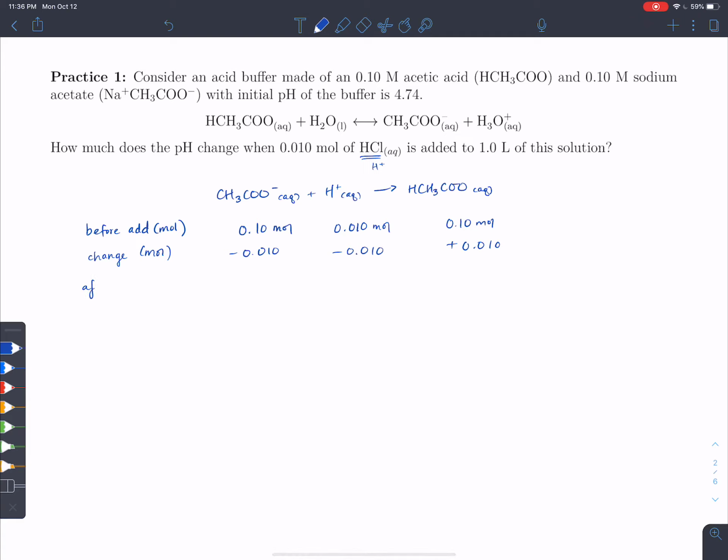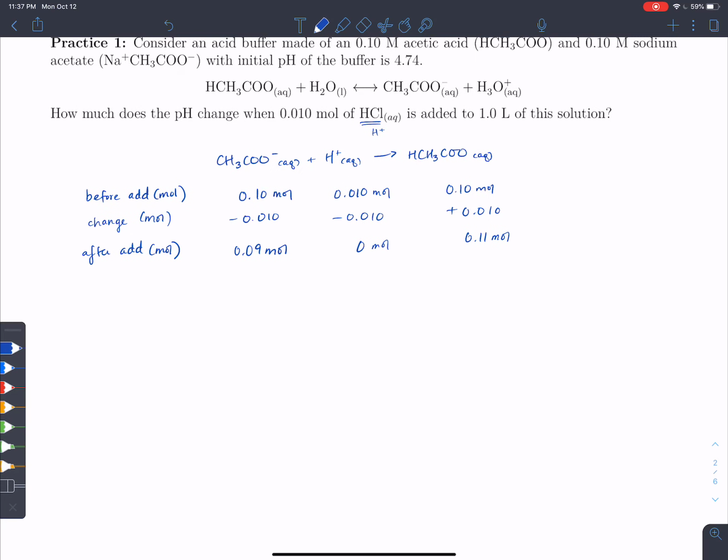Okay, and so if we calculate how many moles are present after the addition, we get 0.09 moles of acetate, from subtracting the change from what we had initially. We're going to end up with 0 moles of our hydrogen ions, and 0.11 moles of our acetic acid. So this can then be used to help us derive the concentrations of our buffer once the equilibrium has been reestablished.